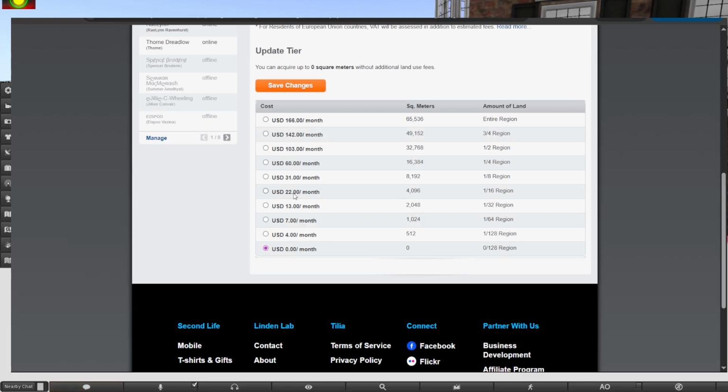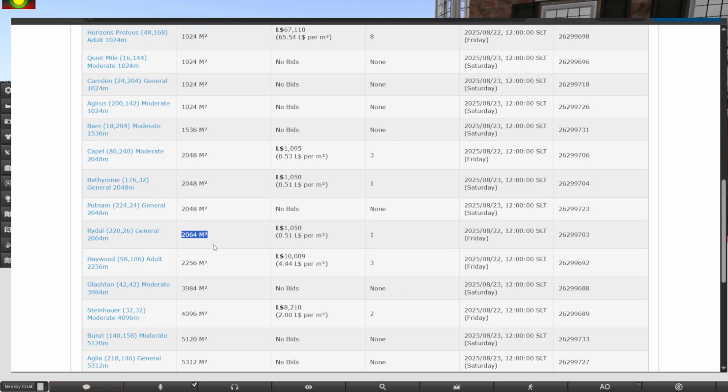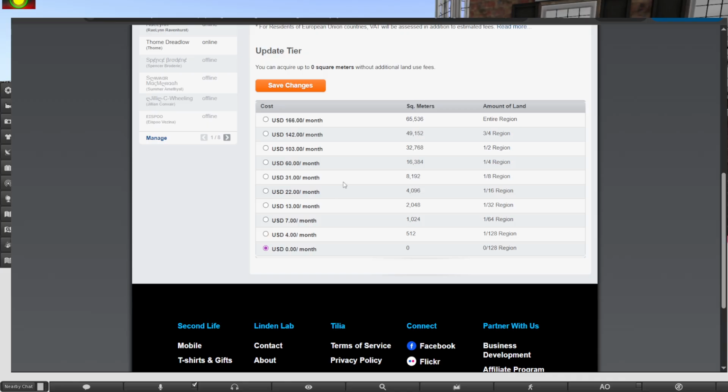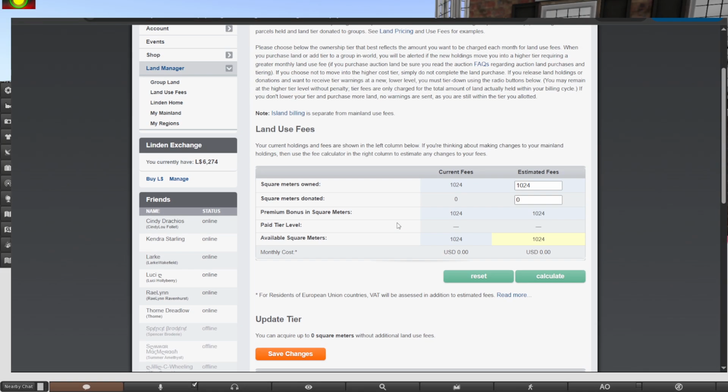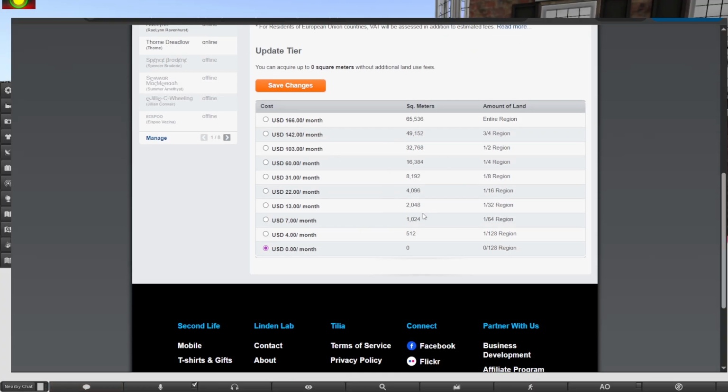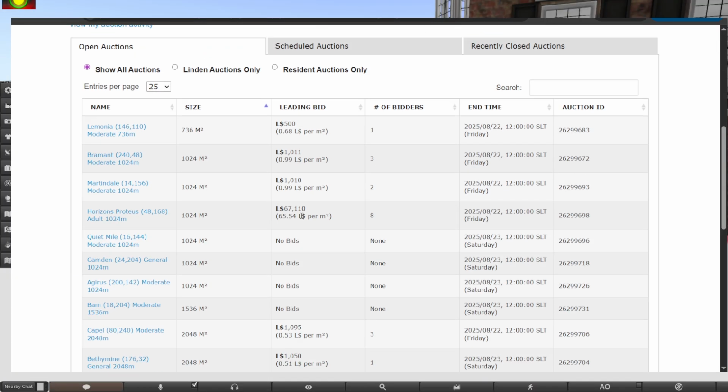They're going to charge me $22 a month in monthly tier paid to Linden Lab because I'm in this bracket between 2049 and 4096. So if I were to get this land, I'd be paying an extra $22 a month to Linden Lab for this land, besides the price I'm going to pay at auction. Okay, so in this case, I'm paying Linden Lab monthly to have this overage. So this is the important thing to keep in mind, this land use fees page, if you're going to buy land. All right, so there's the auction.